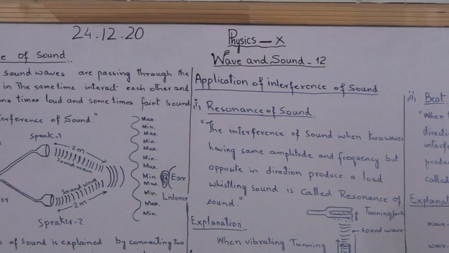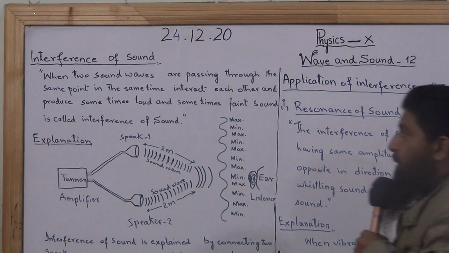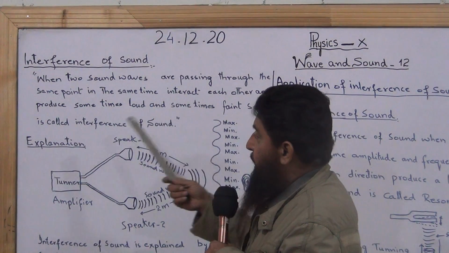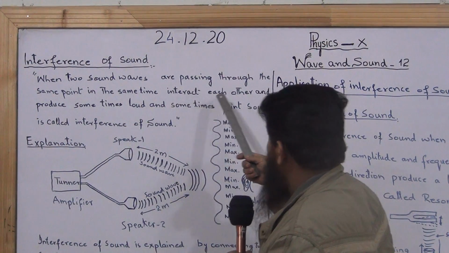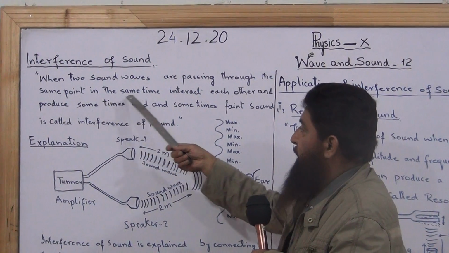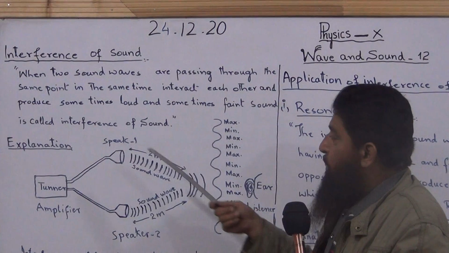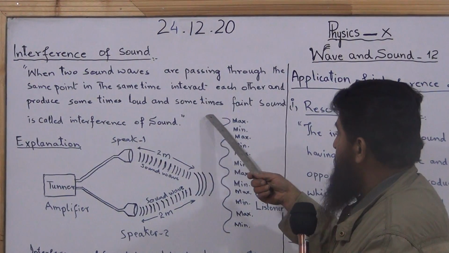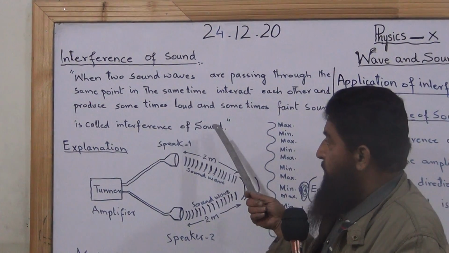Okay, dear student, today our topic is interference of sound. Interference of sound means when two sound waves are passing through the same point at the same time, interact with each other and produce sometimes loud sound and sometimes faint sound. This is called interference of sound waves.